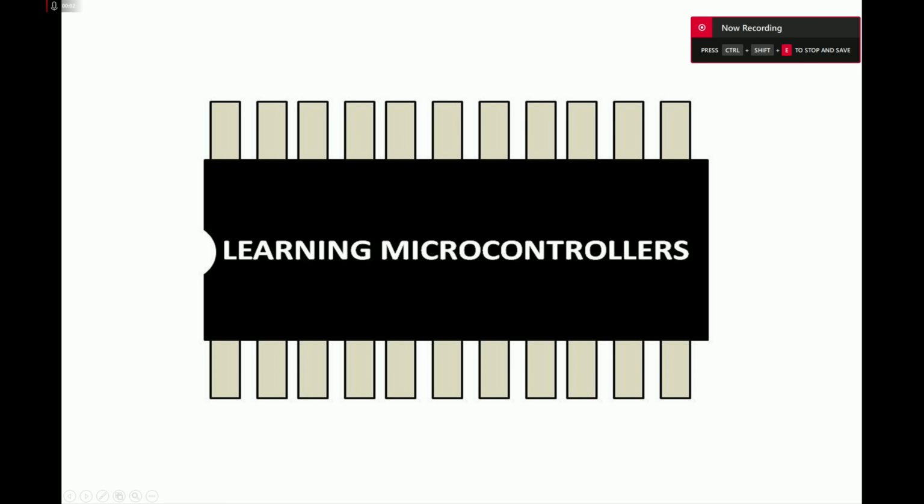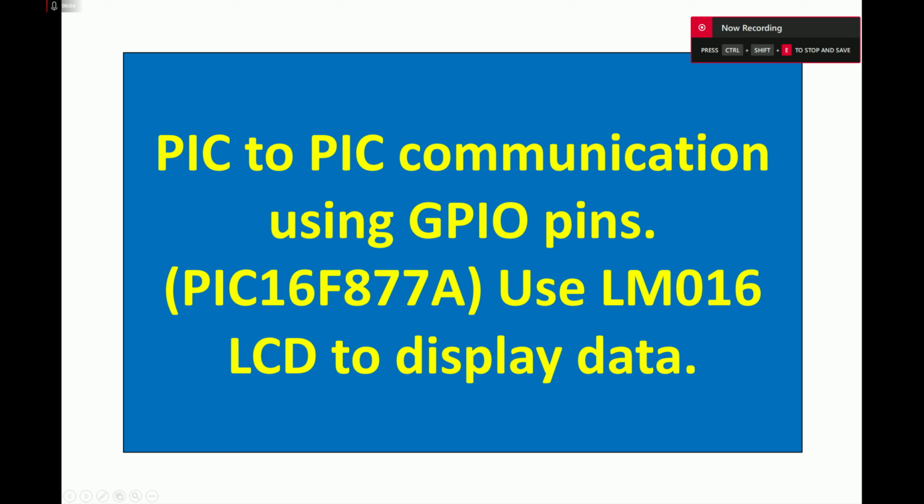Guys, welcome to learning microcontrollers. In this video, I will show you how we can do PIC-to-PIC communication using GPIO pins. We will be using PIC16F877A microcontrollers, and we are going to use an LM016 16x2 LCD with a receiver PIC to display the output. So guys, this will be an easy demonstration exercise for GPIO pin based PIC-to-PIC communication. In our previous lectures, we used UART communication to interconnect 2 PICs. This time we will be using GPIO pins, like our normal digital input output pins, for communication.